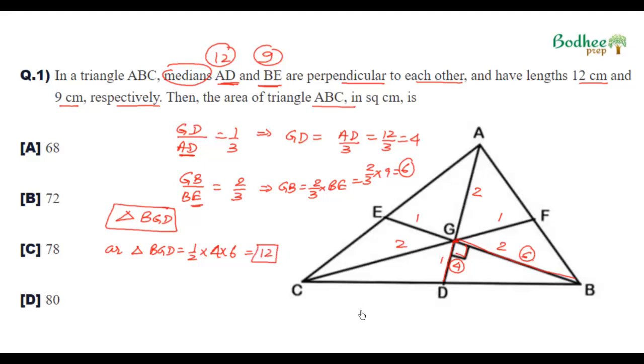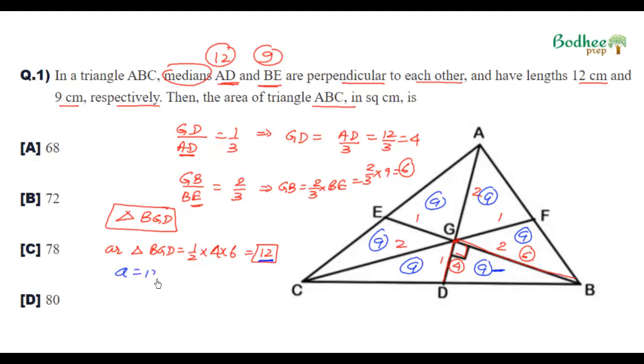Now, one more important thing about the median is that if I draw all the three medians in a triangle, then it divides the triangle into equal areas. There are 6 portions, and all these 6 portions have the same area. This is the property of the median. Now we have already identified that this area is A, which is equal to 12.